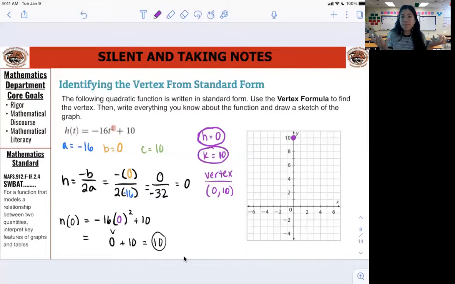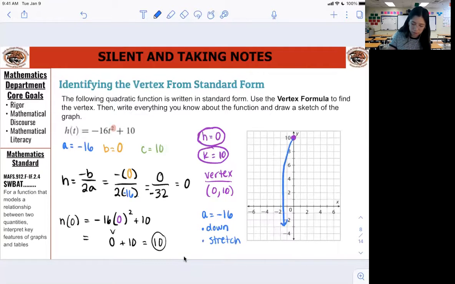And that happens sometimes. That's totally okay. It doesn't happen all the time, but every so often, it just happens that they match up at the exact same spot. So, am I facing upwards or downwards? Downwards. Good. And stretch or compression? Stretch. Big stretch, right? 16 is going to make it super, super skinny.